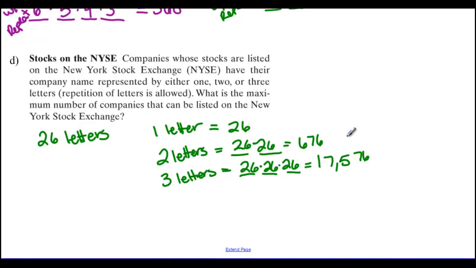And now, because we can have 1 letter or 2 letters or 3 letters, we're going to add all of these options together. And if we add those, we're going to get 18,276 options. So there's 18,276 possible companies that could be listed on the New York Stock Exchange.